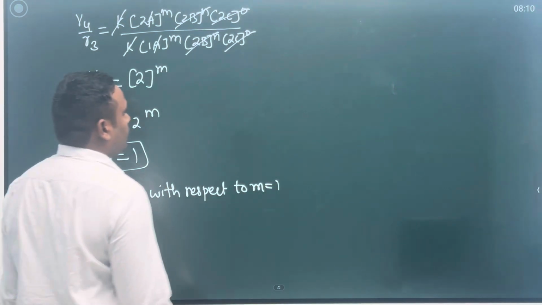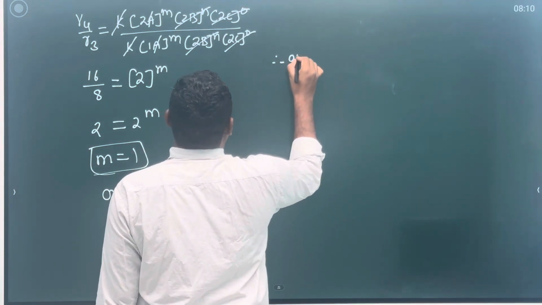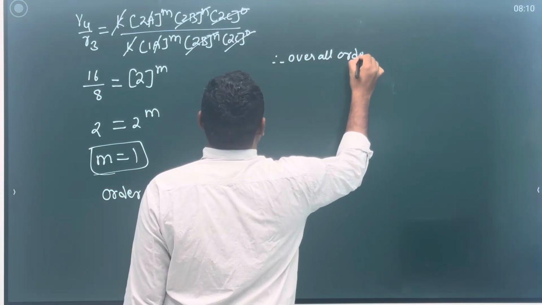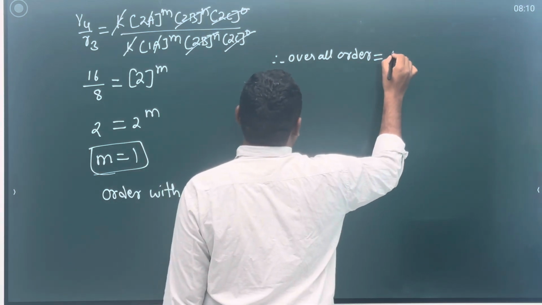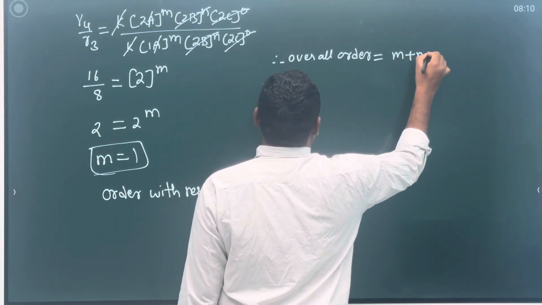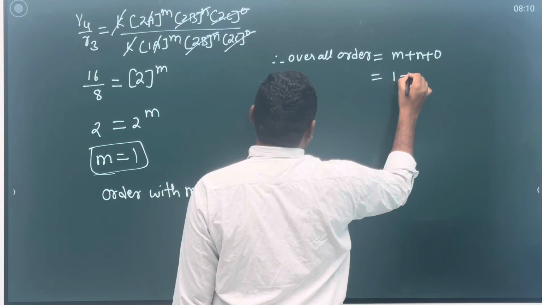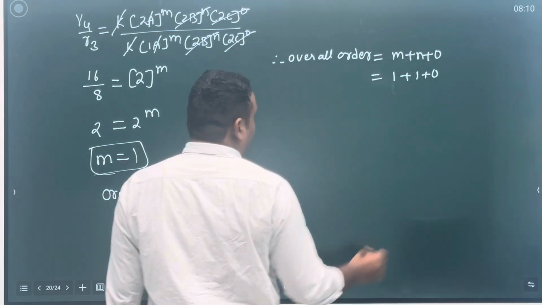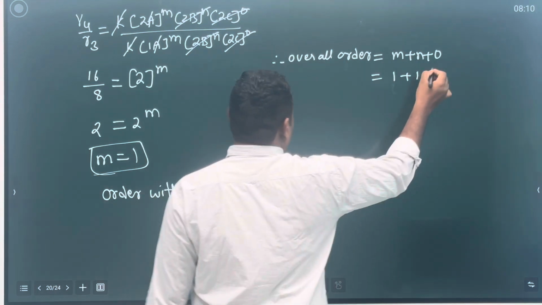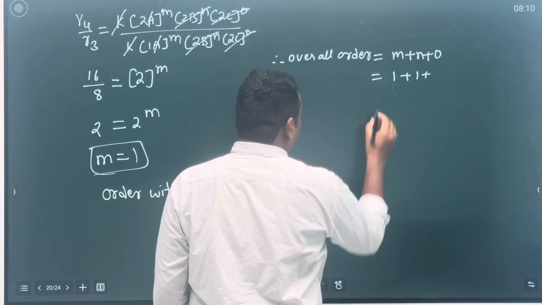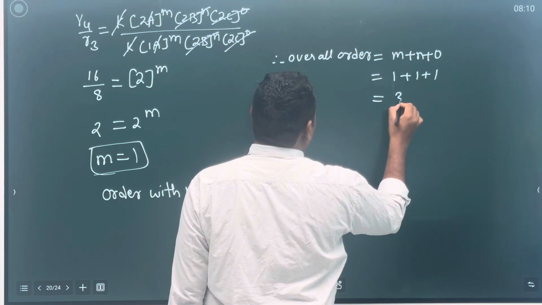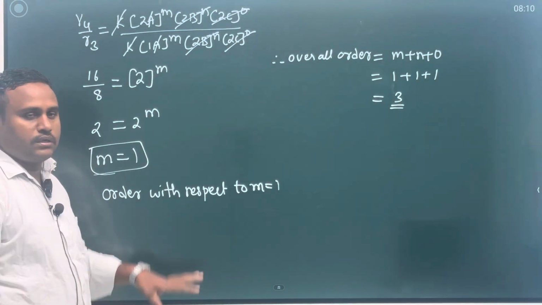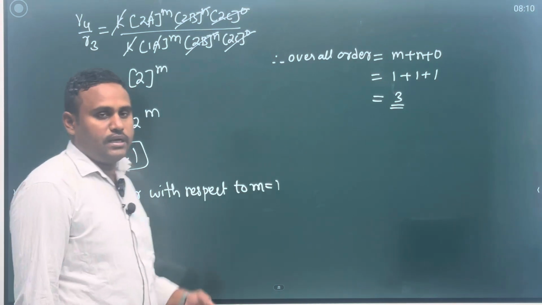Therefore overall order is equal to m plus n plus o. Here m is 1, n is 1, and o also we got 1. Therefore total order is equal to 3, means it is a third order reaction. Children, which order reaction is it? It is a third order reaction.